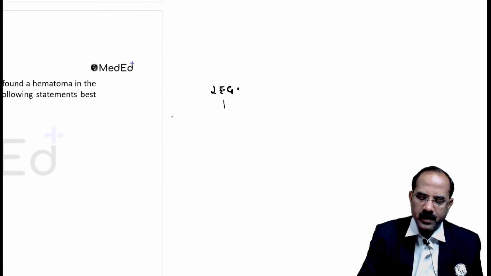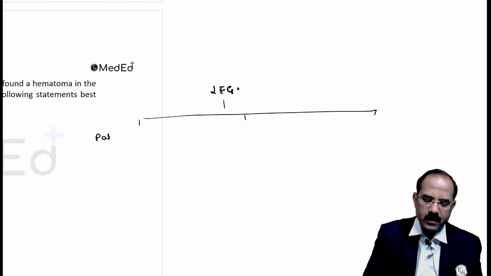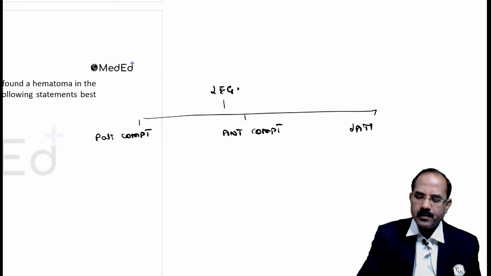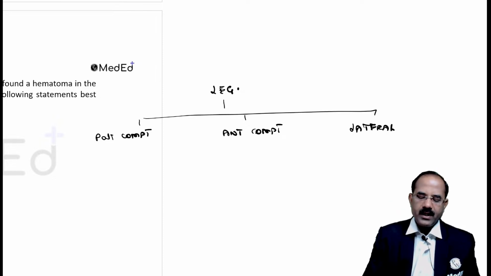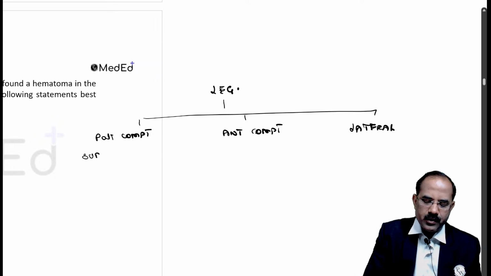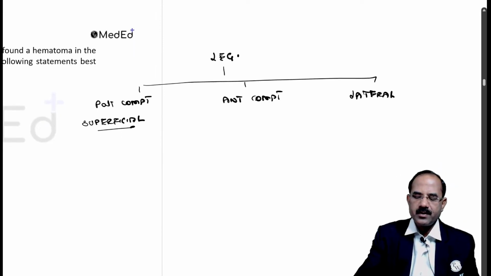Leg has got three compartments. Just make a chart like this. One is the posterior compartment. One is the anterior compartment. And the other one is the lateral compartment. Posterior, anterior and lateral. Posterior compartment, tell me, which are the muscles? One is superficial muscles. Whatever you know, you tell me. Just try to revise it like this, so it becomes very easy.